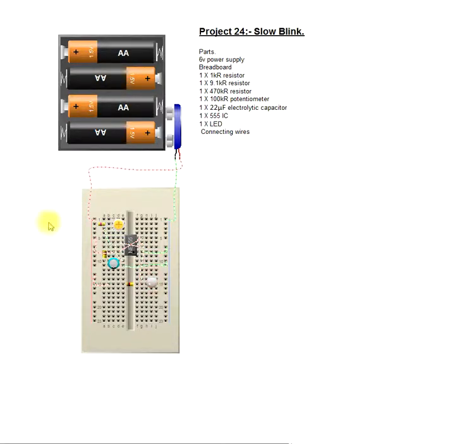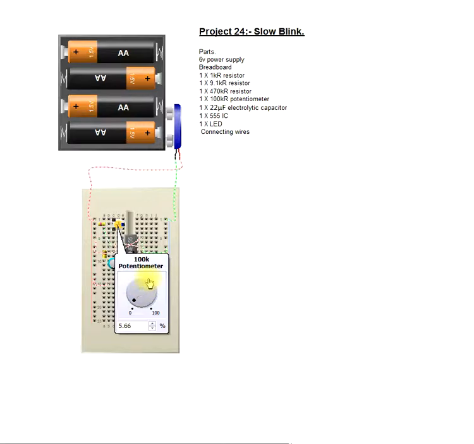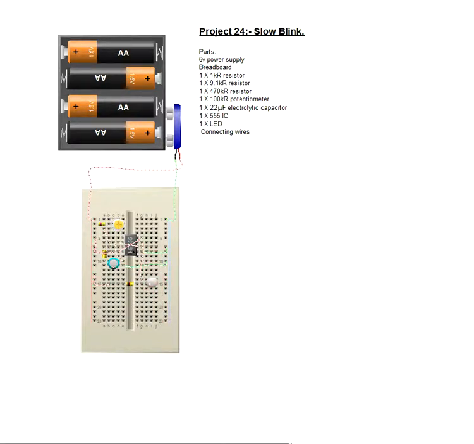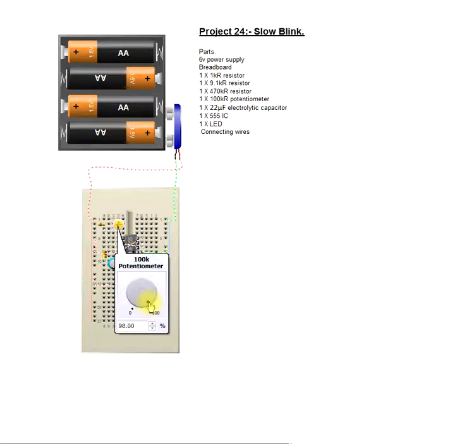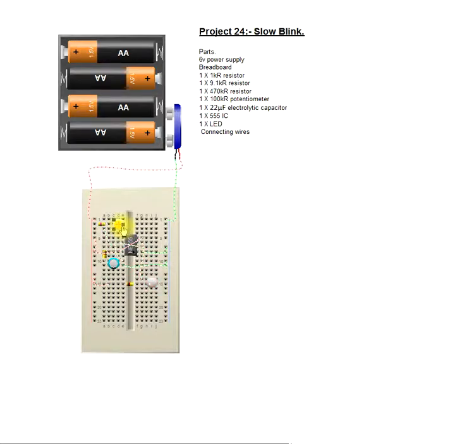Now, as you can see, we have a sort of slow blink. We have our trimmer in here, and we can change the rate of that blink. It's now quite a fast blink. There you go. Lovely little project.